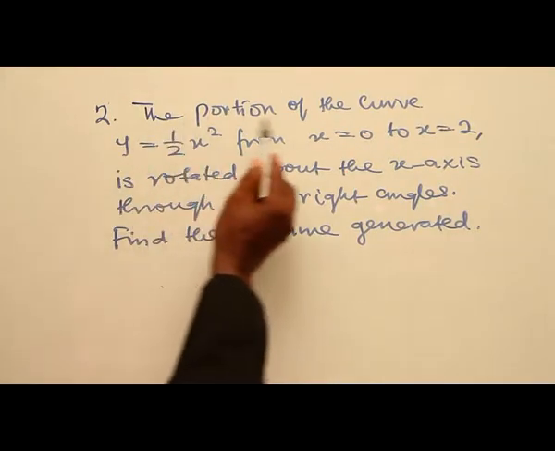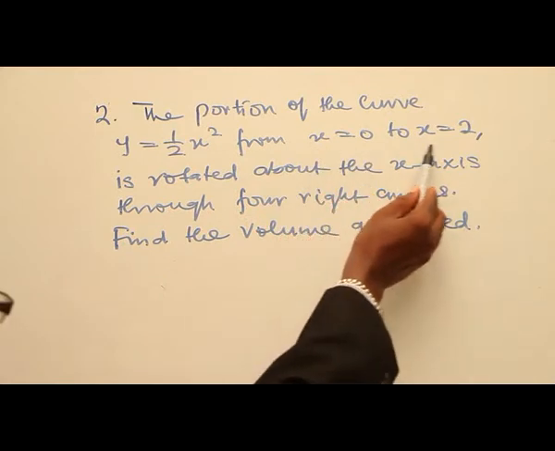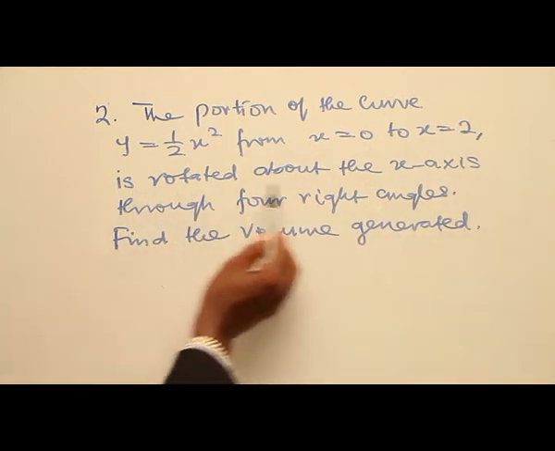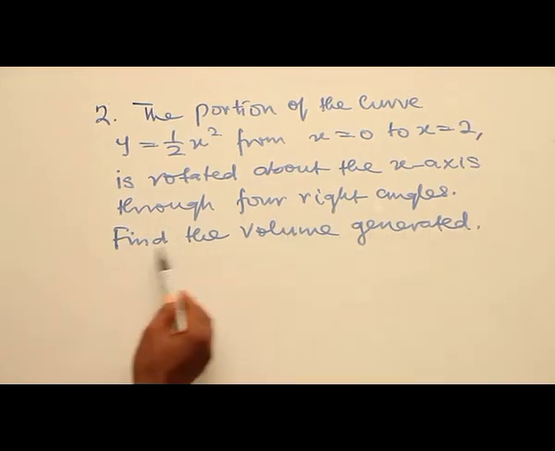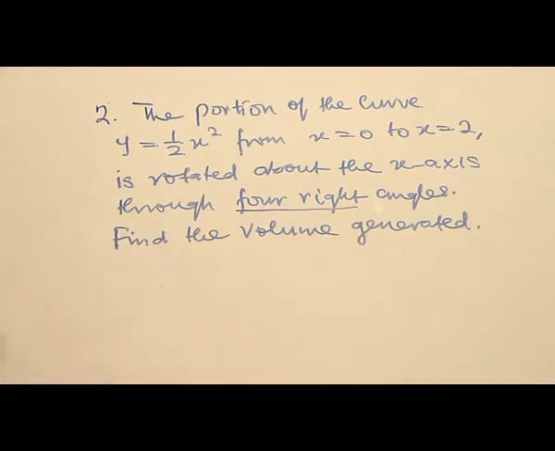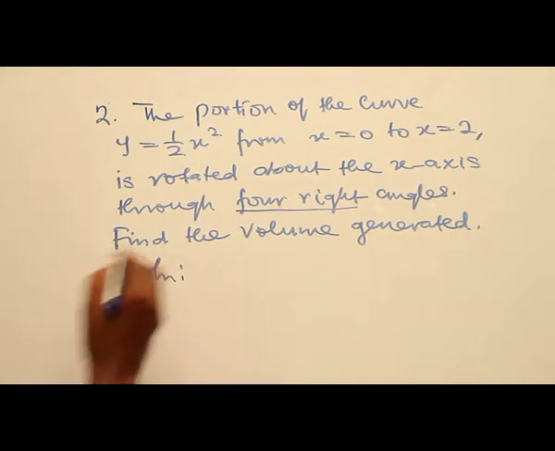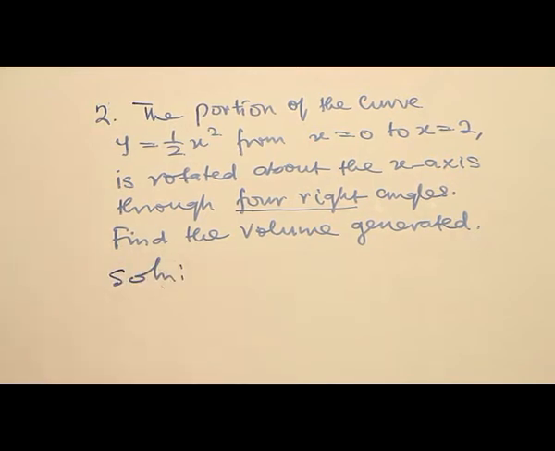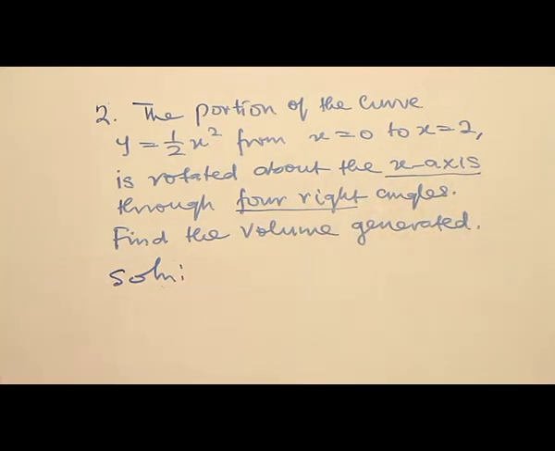Example number 2. The portion of the curve y equal to half x squared from x equal to 0 to x equal to 2 is rotated about the x-axis through 4 right angles. Find the volume generated. Take note, through 4 right angles means it is rotated completely. So our solution here, also take note of the fact that it's about the x-axis.